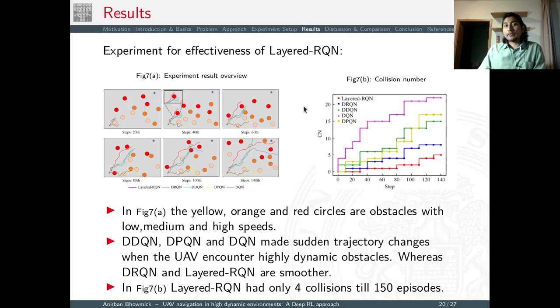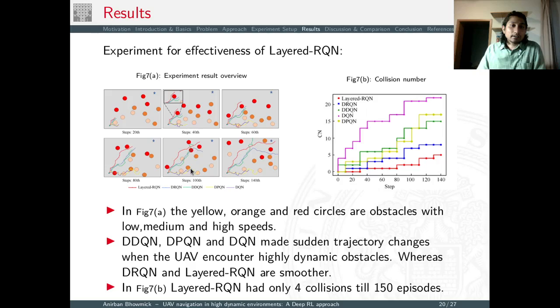Next is the experiment for effectiveness. Here we see a scenario where we again have differently moving obstacles of different speeds, given by red, orange and yellow, the red being the most dynamic obstacle, and we also test the UAV with all of these approaches. Here you can see the paths taken by each approach. For DDQN, DQN and DPQN, all three approaches, the paths given at the bottom are highly dynamic, or have sudden trajectory changes.